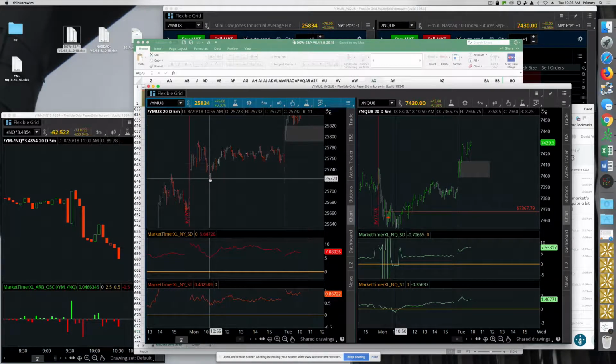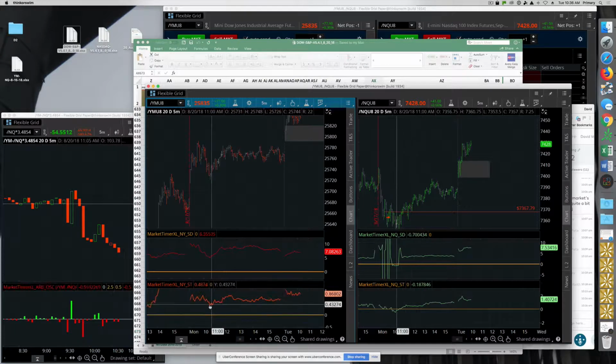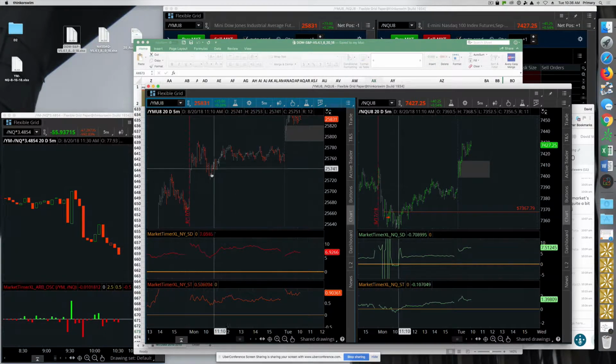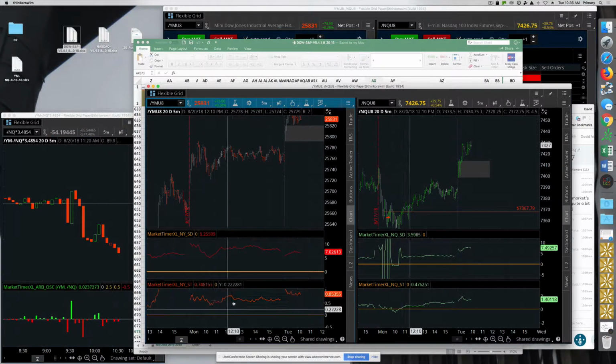So this was a fairly decent move lower, but we were still positive on both the strength and the supply demand. The strength index will tell you that, hey, there's momentum behind this move. And so that's what the strength index does. This tells you the amount of buying and selling going on in the market. This tells you if there's strength behind the move.